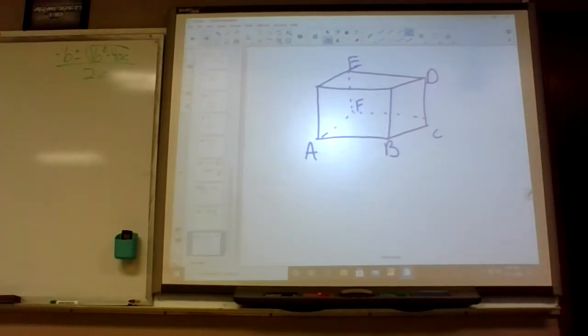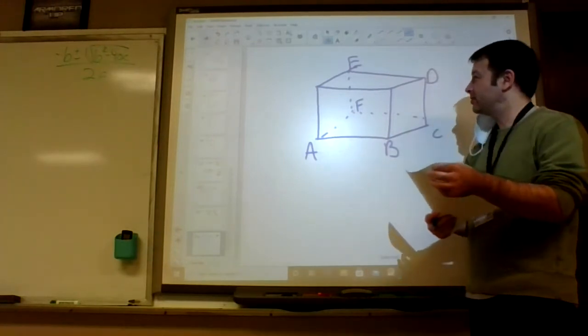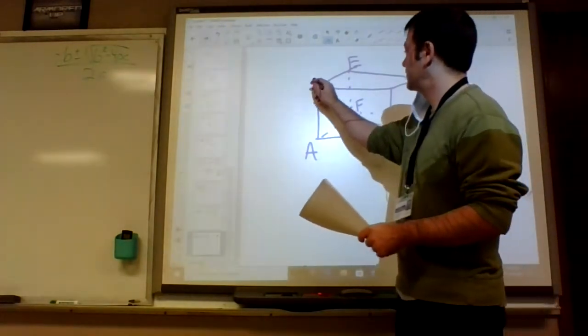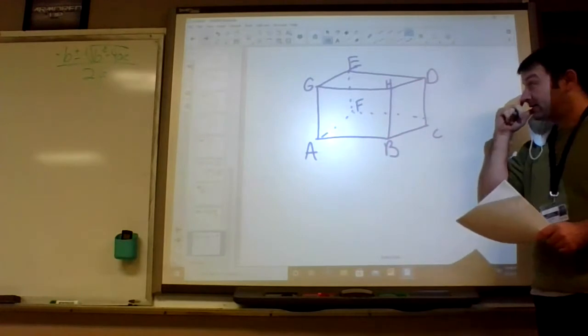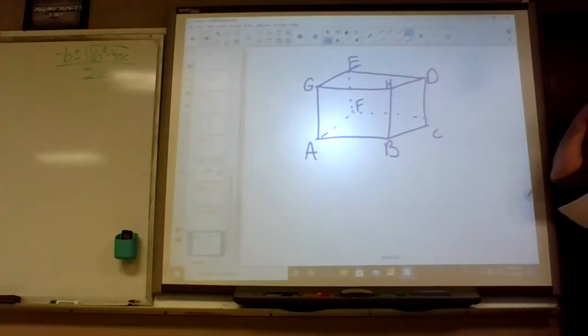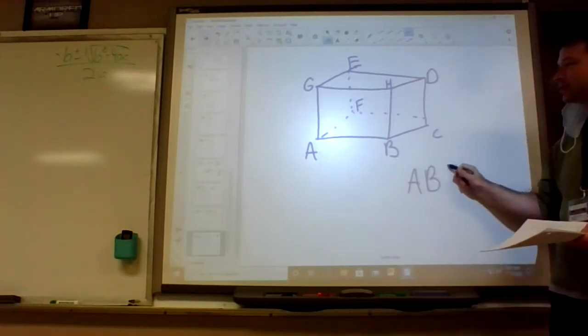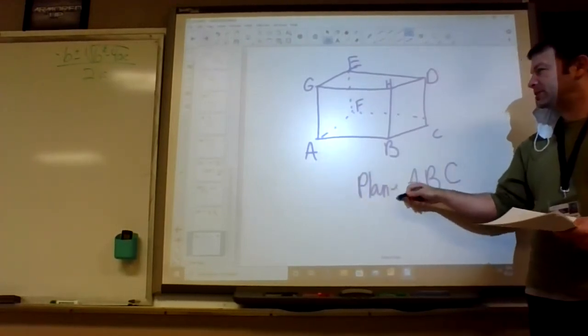How many planes are in that picture? 6. How about name the plane? Oh, I didn't label these. E, F, G, H. There we go. How about what is the name of the plane on the bottom? ABCF. Okay, ABCF. You can just use 3 letters. You can use 4 too, it doesn't matter. You could say plane ABC or ABCF is fine.